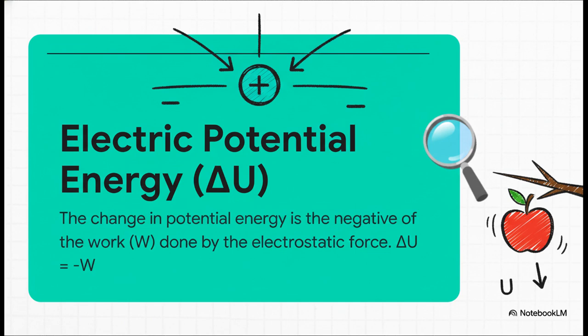The change in a system's potential energy is just the negative of the work done by the electric field. So think about it. When the field does positive work, like gravity pulling an apple towards the ground, the potential energy of the system actually decreases.